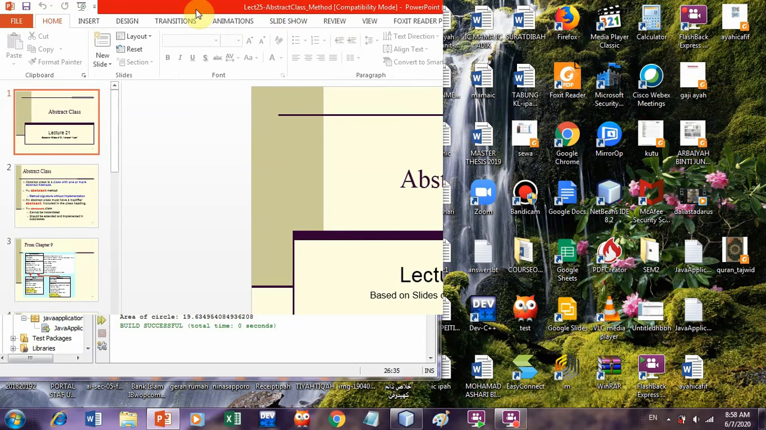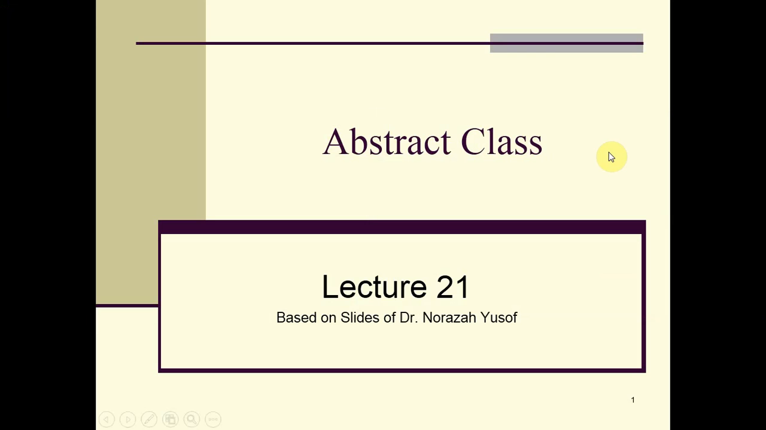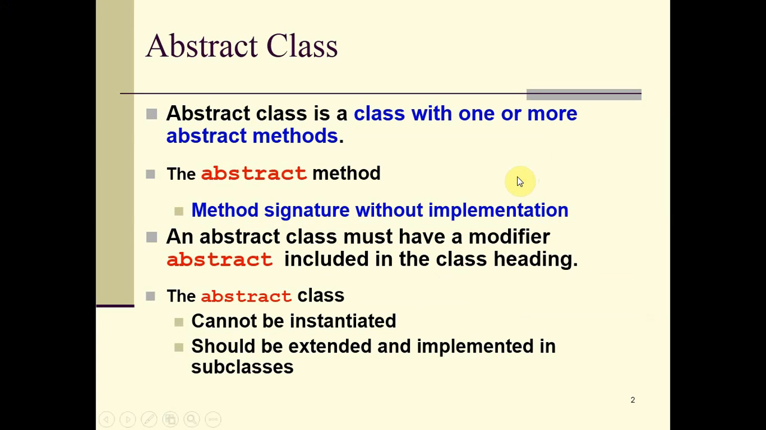Okay, today we're going to discuss this topic, which is called abstract class. So what is an abstract class? An abstract class is a class with one or more abstract methods. Okay, as we know, a method can be abstract.